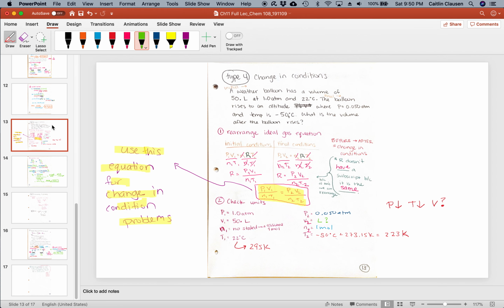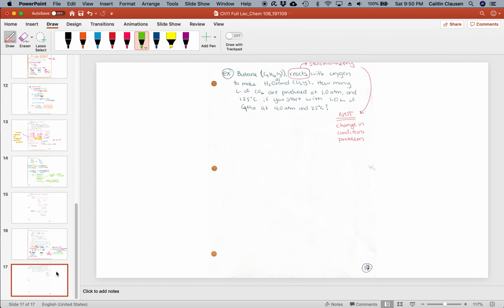This is not a change in conditions problem. If you remember the change in conditions problem, we were talking about the change of conditions around the same type of gas. Physical changes. Stoichiometry, we're saying there's a chemical reaction taking place. Not only have the conditions changed, but the type of gas has changed. So this is a two-part problem.